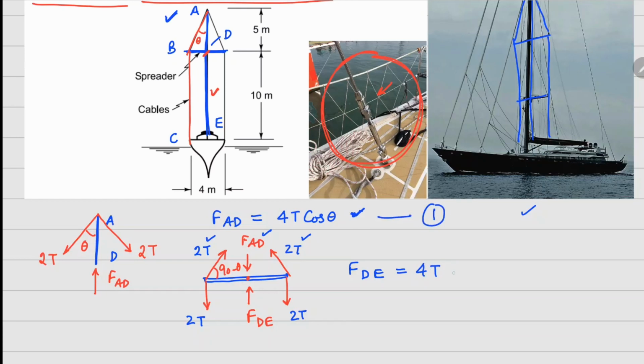So now we have got one equation here and we have got the second equation there. And how many unknowns do we have in this? We have FAD, FDE and T. So there are 3 unknowns and we have only 2 equations. So we need to have a third equation, which will be your geometrical compatibility equation or the deformation relationship.